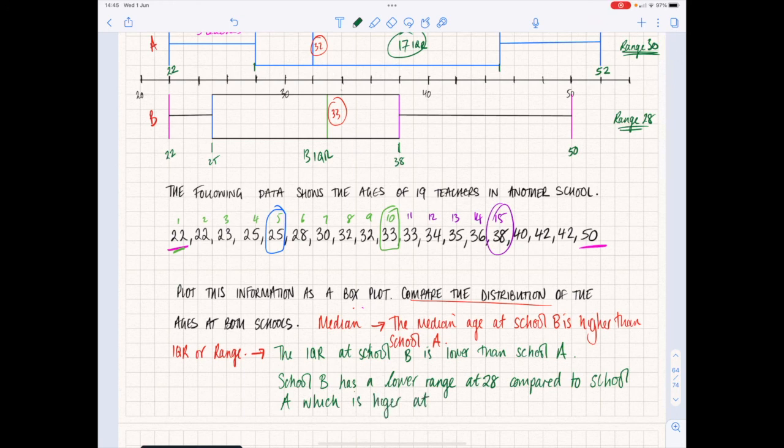You don't have to necessarily mention the numbers exactly, but what you're basically saying is one is higher or lower than the other one, and in this case school B being a lower range, which means again the data is closer together. So the interquartile range is closer together and the overall range is closer together, so it means most of the data is closer together than in school A.